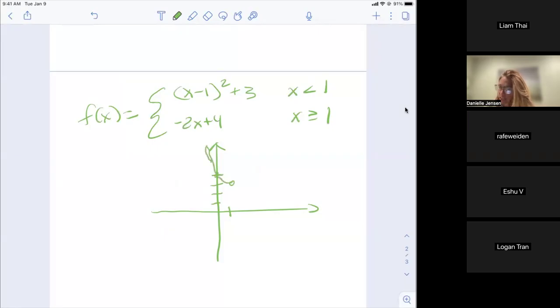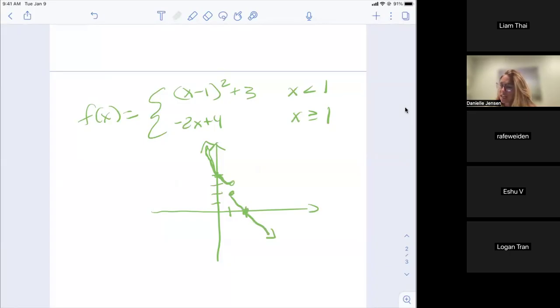This is a quadratic, so you don't want it looking like a line. It should be a curve. And then for the other one, when I plug in 1, I get 2, right? And if I plug in 2, it's 0. So is that graph okay?